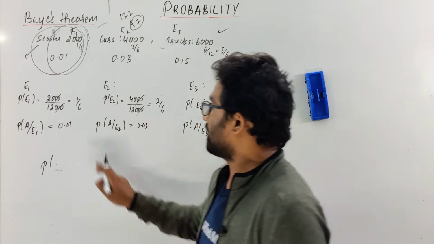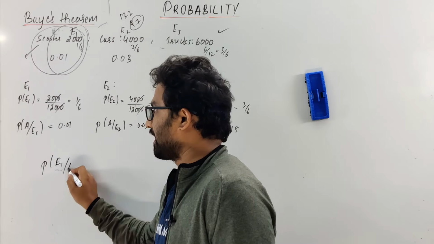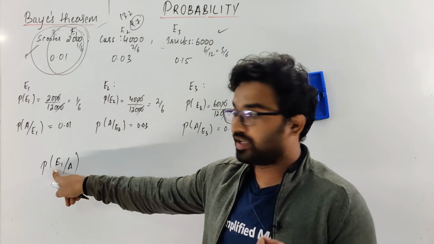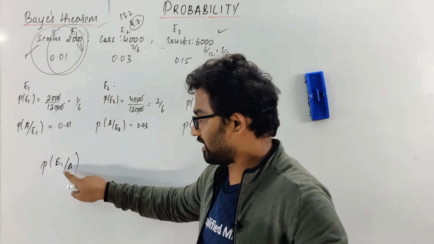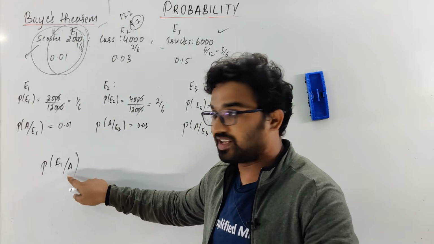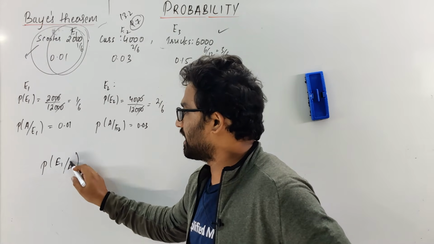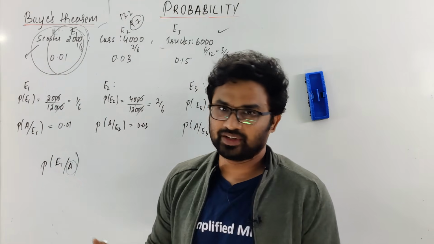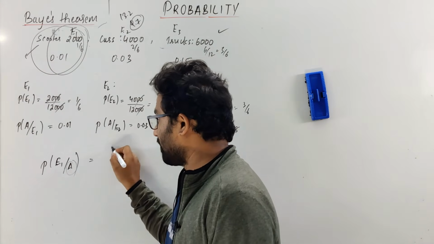It is okay. First one: the probability of event E1 given A, that is, what is the probability that a scooter person has met an accident. Given that, sorry, so event A has already occurred, that means he met an accident. What's the probability that it was a scooter driver? I already explained you. Okay, now you must write the formula.